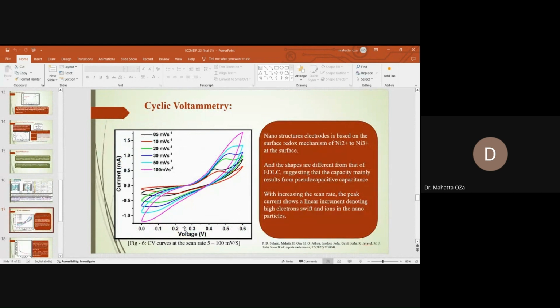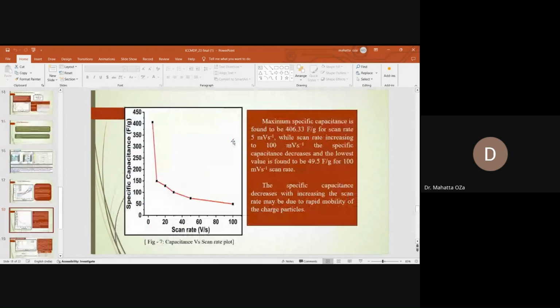This is the current versus voltage plot. The nanostructure electrode is based on the surface redox mechanism of nickel 2 plus to nickel 3 plus at the surface, and the shapes are different from that of EDLC. The shape of these loops is different from the EDLC, suggesting that the capacity mainly results from pseudocapacitive capacitance. With increasing scan rate, the peak current shows a linear increment, denoting high electron and ion transport in the nanoparticles.